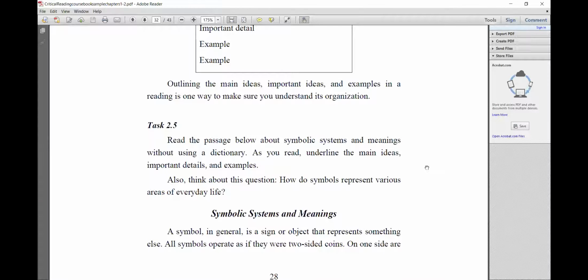And then there is a task. Read the passage below about symbolic systems and meanings without using a dictionary. As you read, underline the main ideas, important details, and examples. Also, think about this question: how do symbols represent various areas of everyday life?